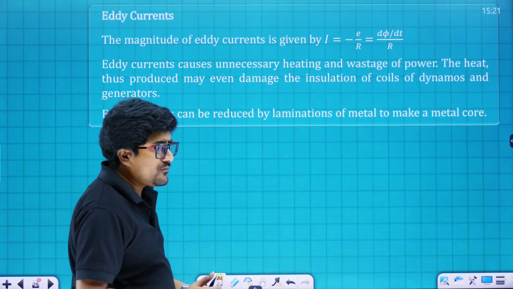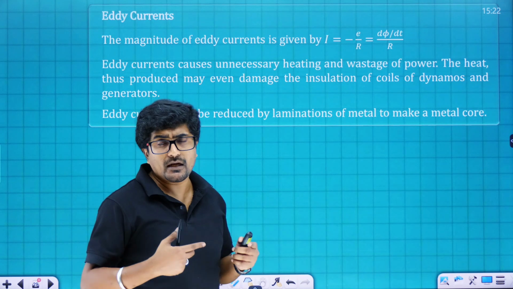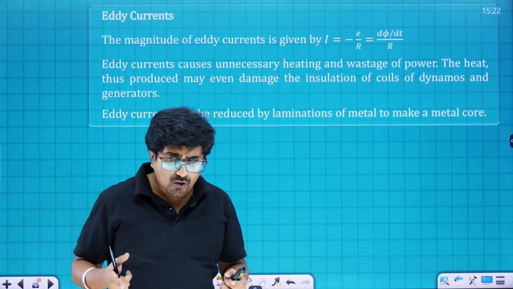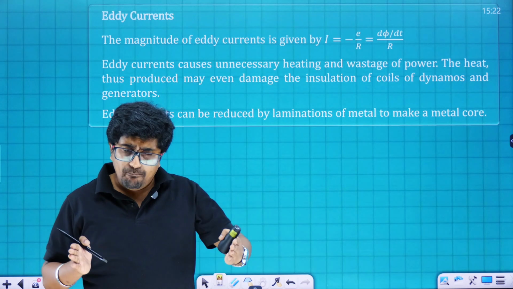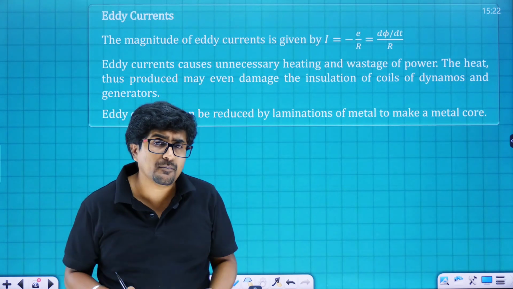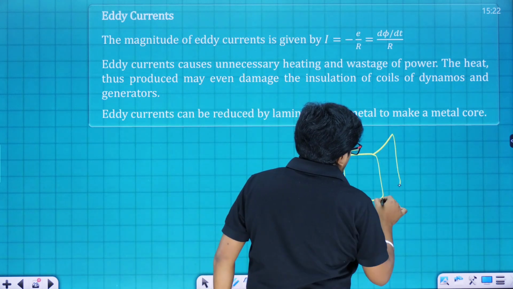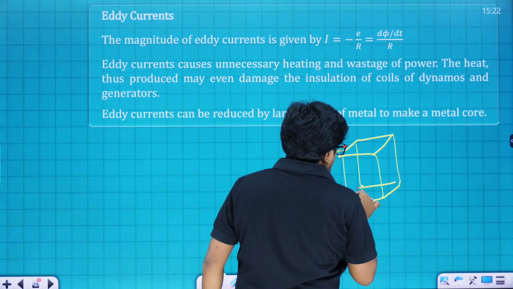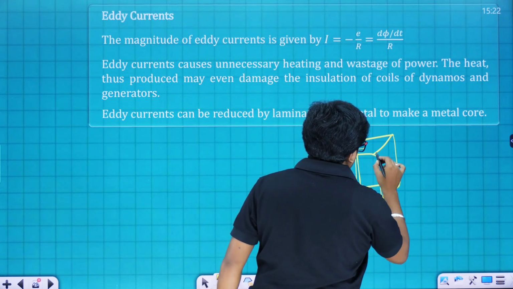Eddy current is nothing but another version of induced current, exactly in the same way it was developed in a coil. Here, instead of considering it in a coil, this is going to be for a considerable mass of a finite volume, something like this. This is not a coil this time, it's a solid mass distribution.